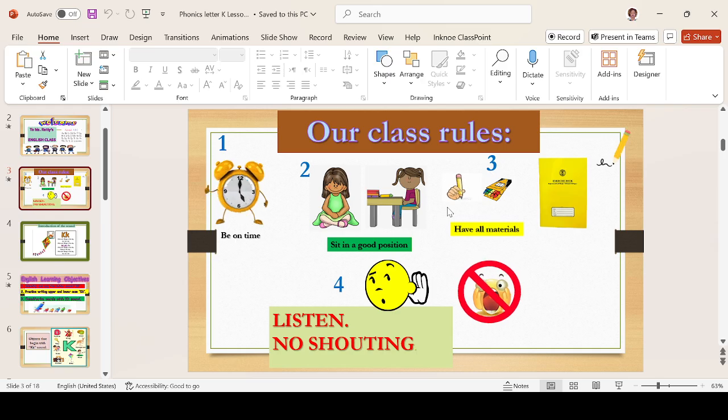And you need to have your pencil, your crayon, and your notebook. And also, don't forget your worksheet to trace the letter, okay? And no shouting. You need to listen to Miss Ratty. No shouting or playing. Pay attention, please.